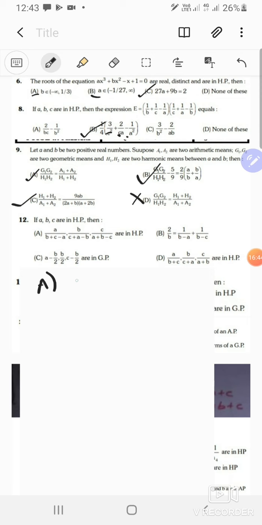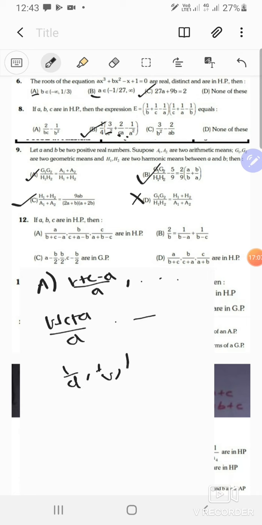If these are in harmonic progression, then that means that their reciprocals should be in arithmetic progression. Fine, so B plus C minus A upon A, and then all the other stuff, that should be in arithmetic progression. We can add 1 to each term, and that should still be in arithmetic progression, which means that B plus C plus A upon A, and then all that stuff, should be in arithmetic progression, which means that 1 by A, 1 by B, and 1 by C should be in arithmetic progression. If we divide this by A plus B plus C, that should still be in arithmetic progression. So dividing by A plus B plus C, we get that these three should be in AP, but these are obviously in AP because A, B, C are in harmonic progression. So A is completely correct.